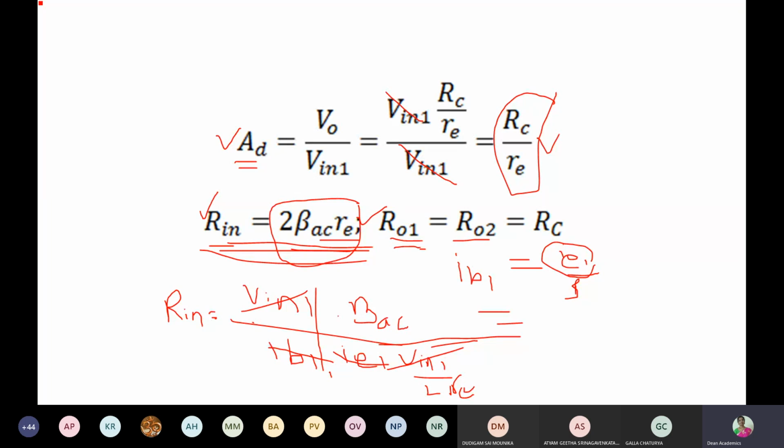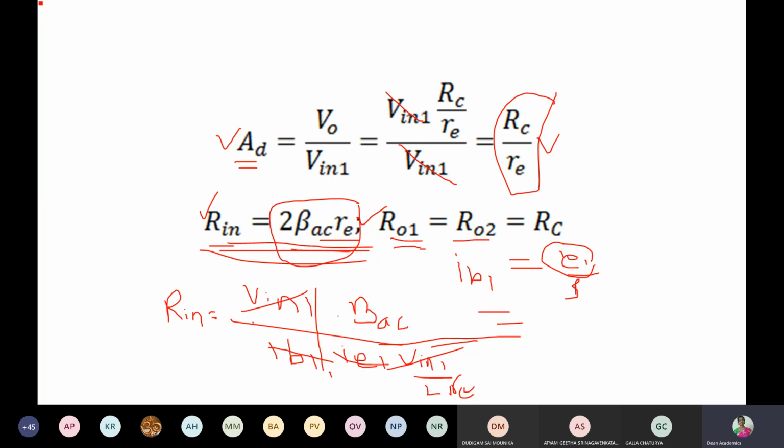Second configuration, dual input, unbalanced output. For that also, we have calculated AD, Rin, RO. And third one, just now we have seen. What is this third one? Single input, balanced output differential amplifier. Then what is the last one? Single input, unbalanced output differential amplifier.